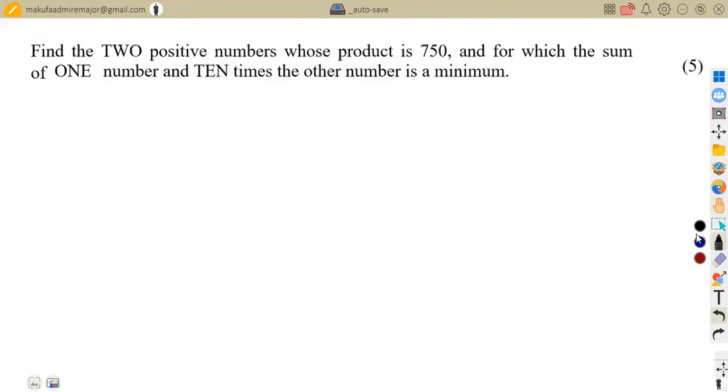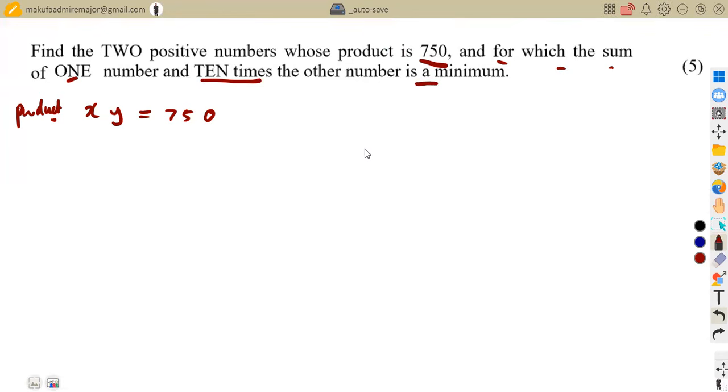Find the 2 positive numbers. In this case, we need 2 positive numbers whose product is 750. So these 2 numbers have a product of 750. We do not know these numbers, so let one be x and let the other one be y. The product of these 2 numbers must give us 750. So there we are talking about what? About the product of the numbers. Then for which the sum of one number and 10 times the other is minimum.